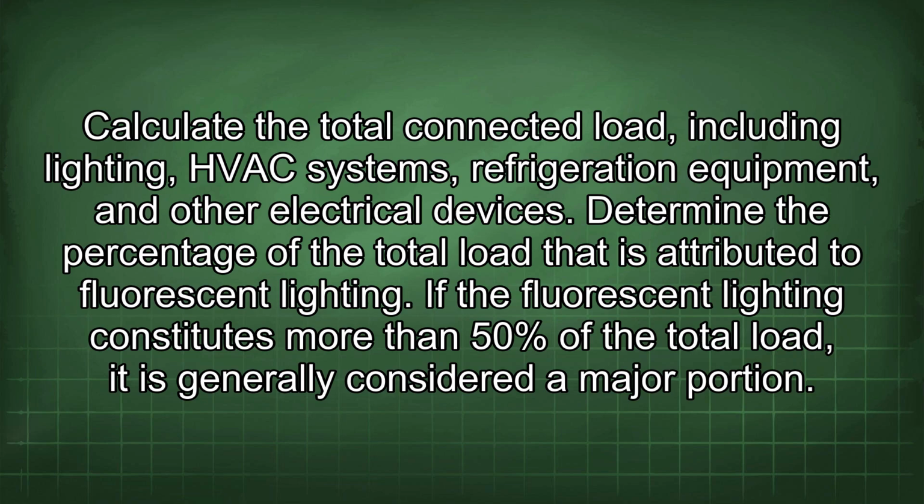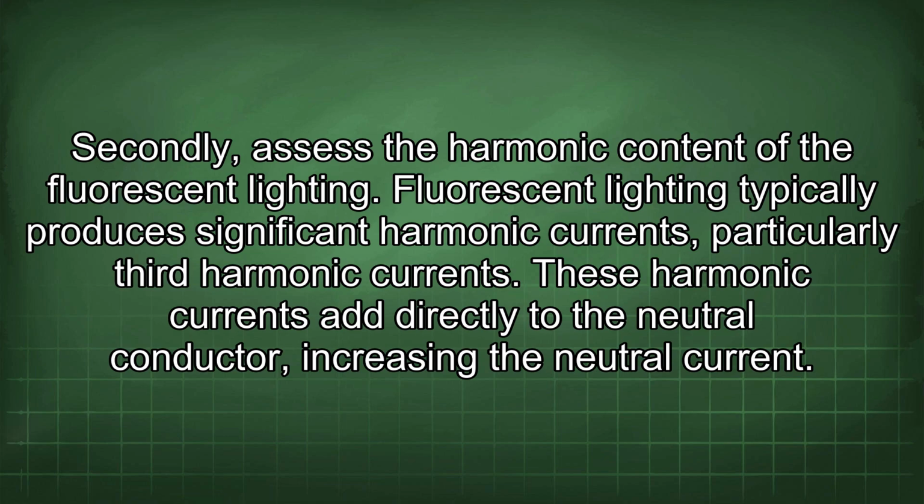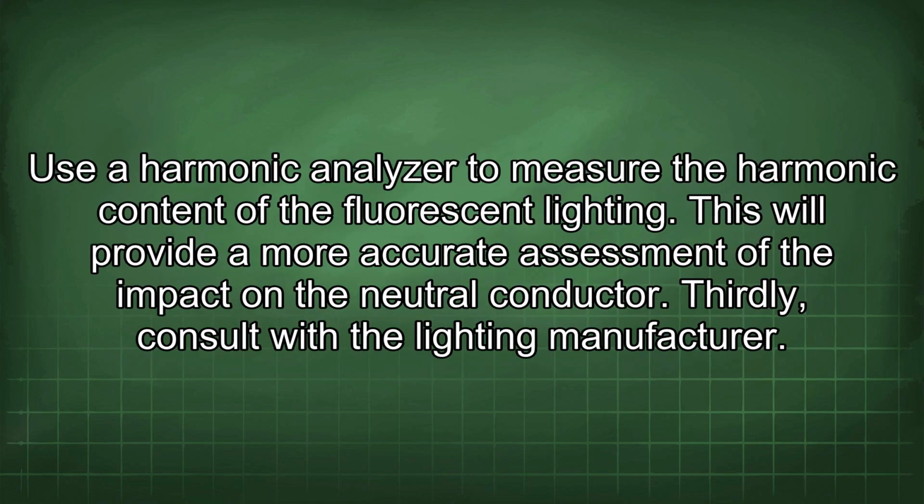Determine the percentage of the total load that is attributed to fluorescent lighting. If the fluorescent lighting constitutes more than 50% of the total load, it is generally considered a major portion. Secondly, assess the harmonic content of the fluorescent lighting. Fluorescent lighting typically produces significant harmonic currents, particularly third harmonic currents. These harmonic currents add directly to the neutral conductor, increasing the neutral current. Use a harmonic analyzer to measure the harmonic content of the fluorescent lighting. This will provide a more accurate assessment of the impact on the neutral conductor.